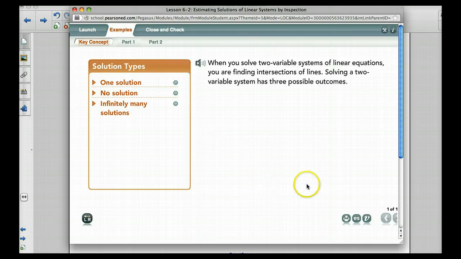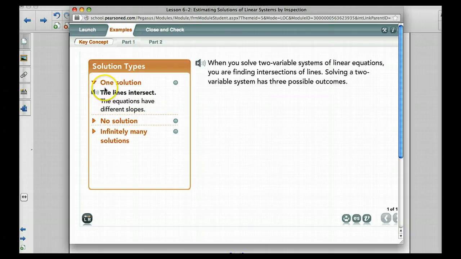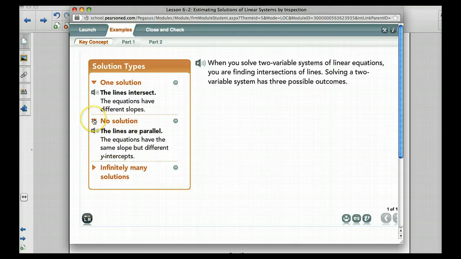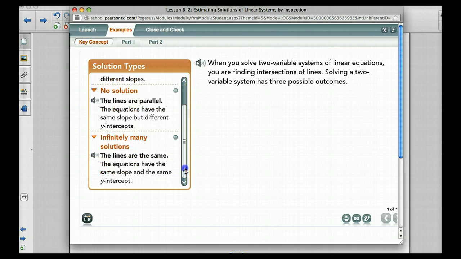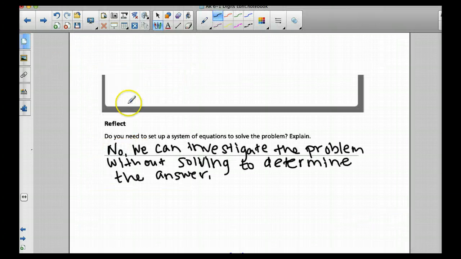Okay, so basically he just told us, he's a little detective, and he said there is some inspecting that needs to go on with systems of equations. So there are 3 solution types, and they're listed right here. The first type is one solution, and if you click this, it says one solution, the lines intersect, the equations have different slopes. For no solution, the lines are parallel, and for infinitely many solutions, the lines are the same.